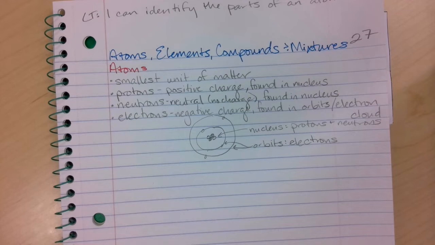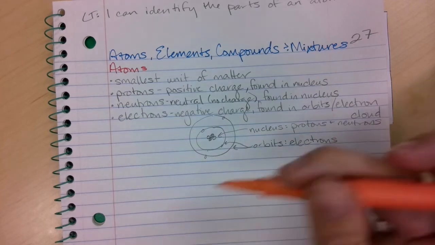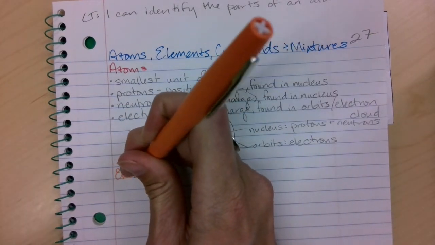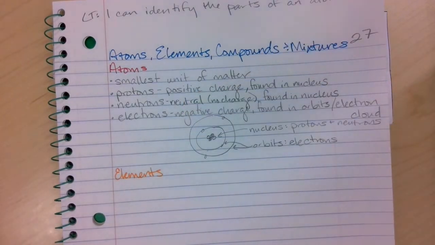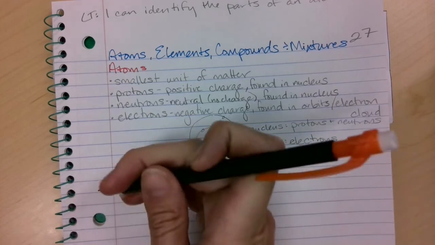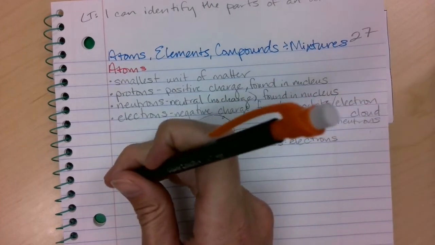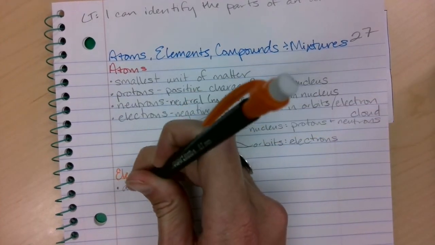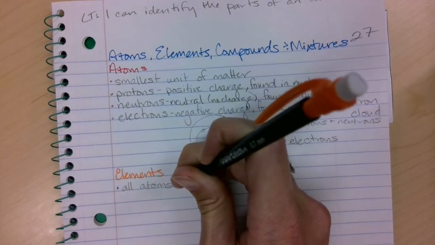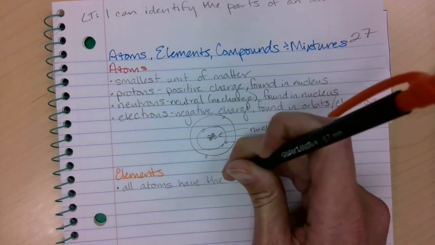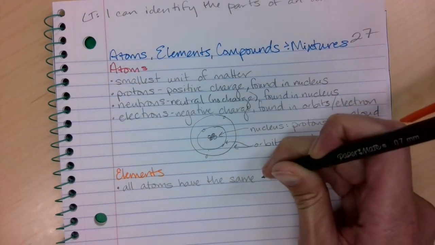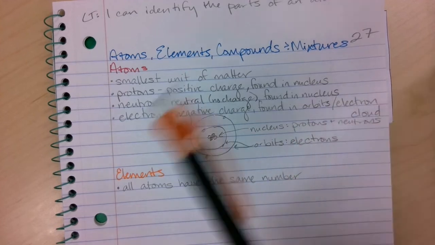Okay. Next, we'll talk about elements. Super fun. Elements. So when we're talking about elements, we're talking about like hydrogen and helium, carbon, oxygen, gold, silver. And all of the atoms in an element are going to have the exact same number of protons. If you change the number of protons, you're changing that element.